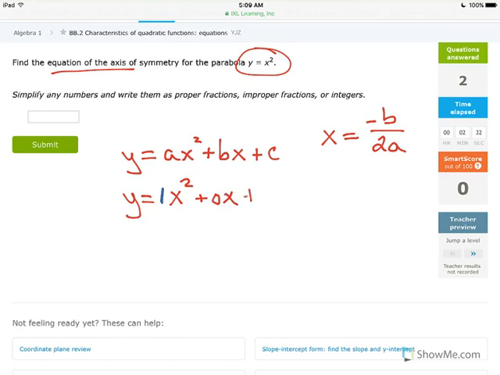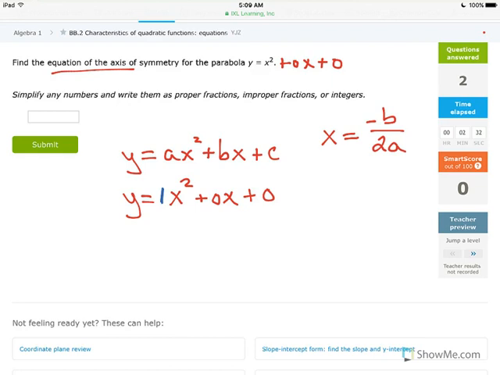And your c value would have to be 0 since there's nothing there. So if you were to finish their equation for them, this would have to be plus 0x plus 0 for the c.